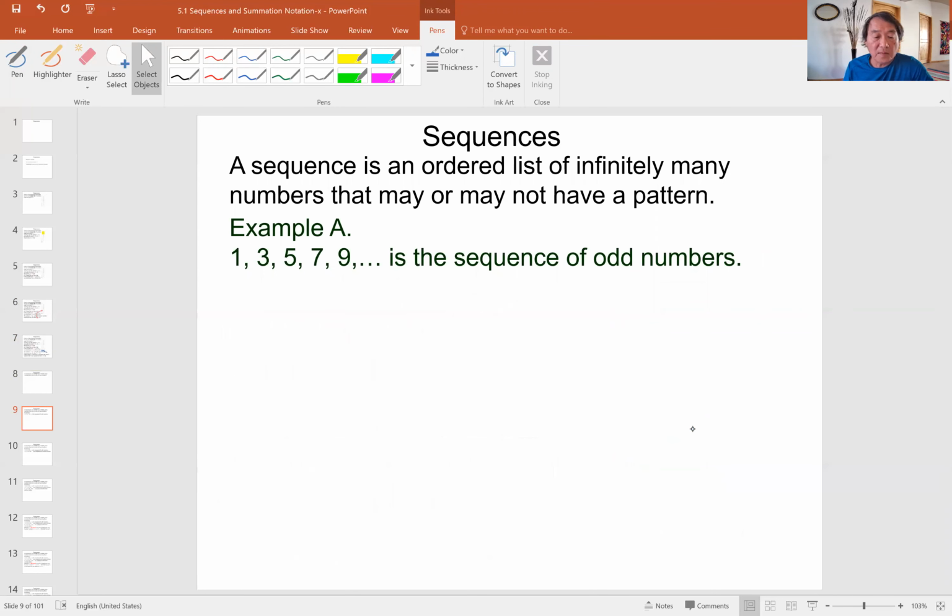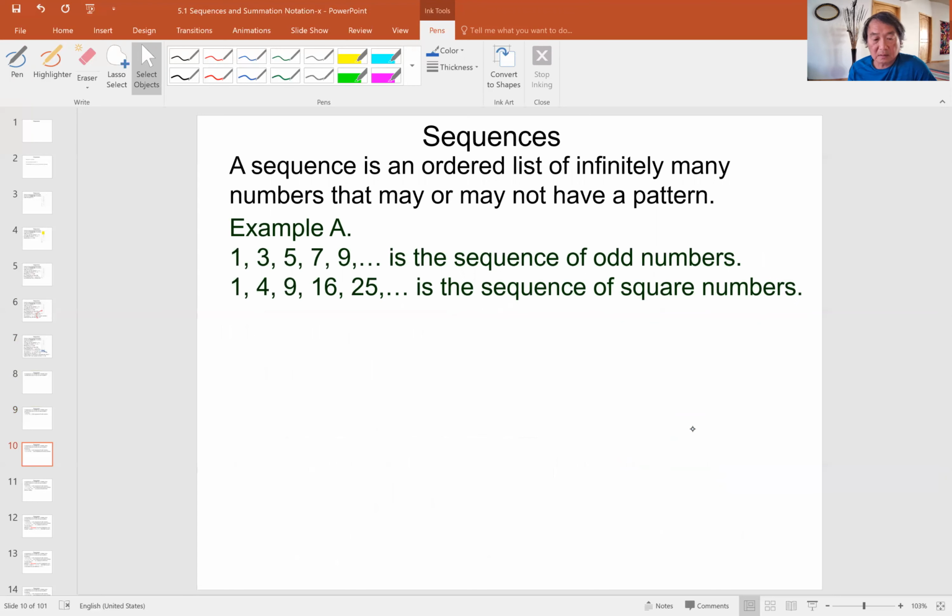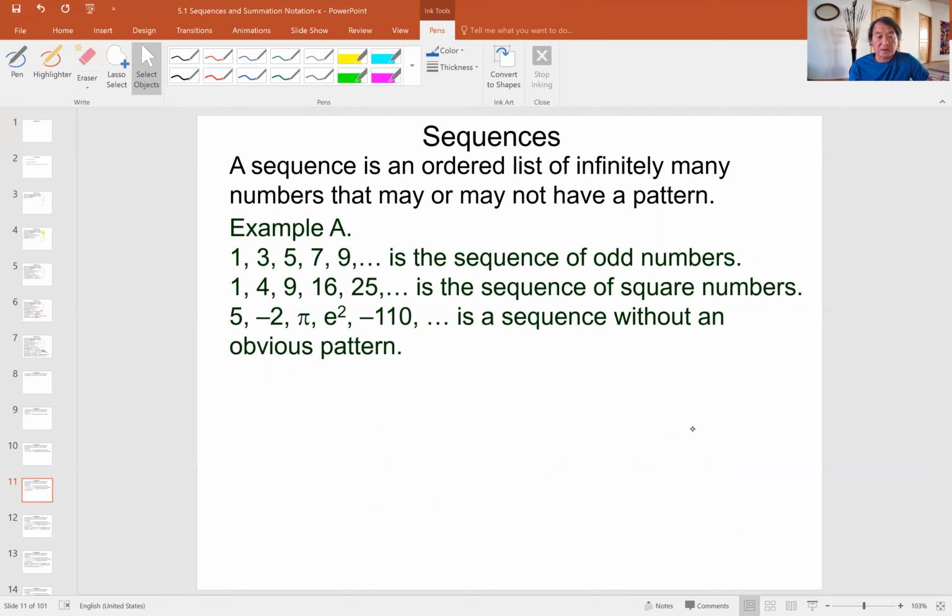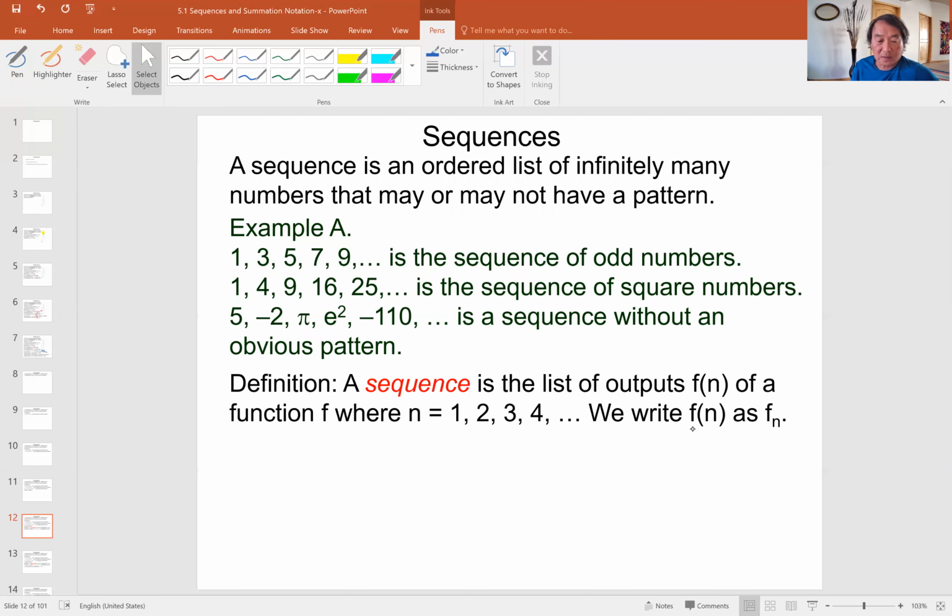Sometimes the formula has a pattern we can recognize, and this is the sequence of even numbers. Here's a sequence of square numbers, if you look at it for a second. And here's a sequence that for us has no pattern, but for some other intelligent being, maybe, they would know exactly what this is. So what's a pattern? That is the underlying question, actually.